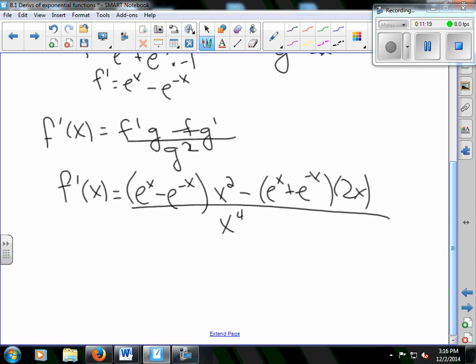All right, and then your task is going to be to simplify this and then find the second derivative. So you'll have to use the quotient rule again.